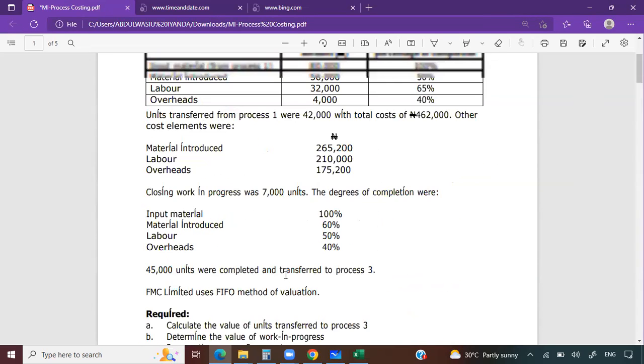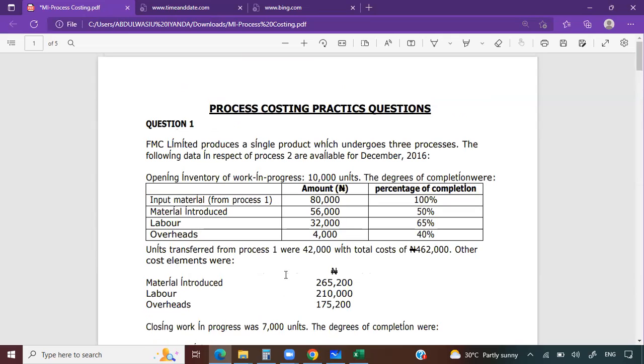Attempt Question 1. There's nothing different between the two companies, they are the same. This is to test your knowledge, and thank you everyone for staying as well.